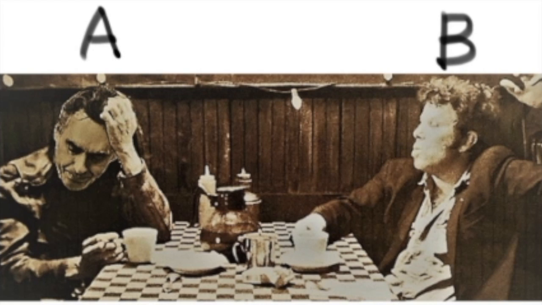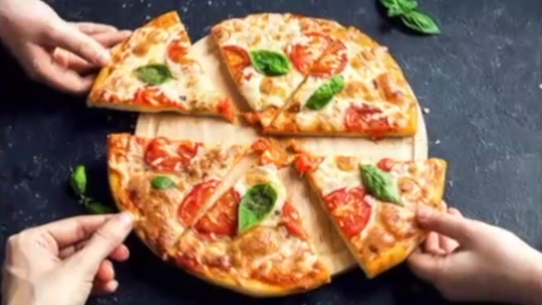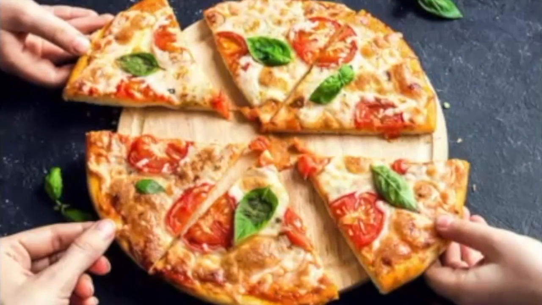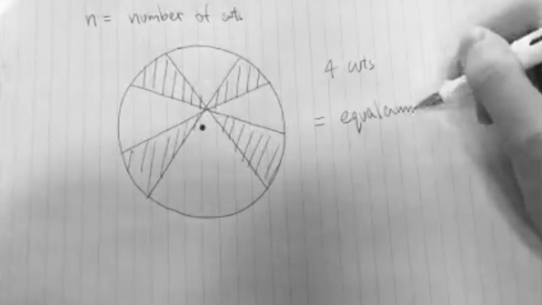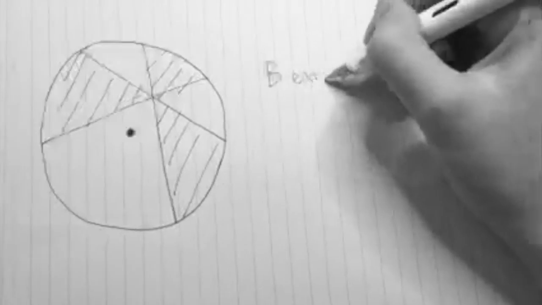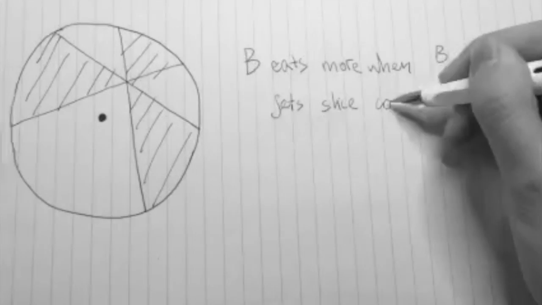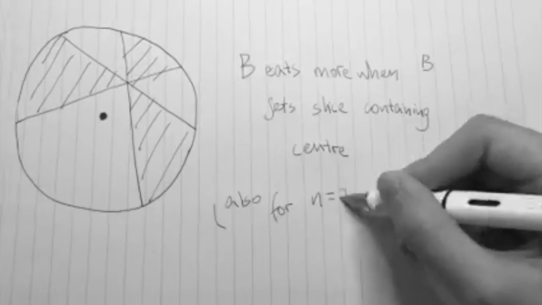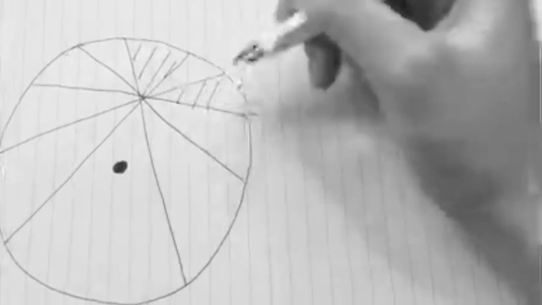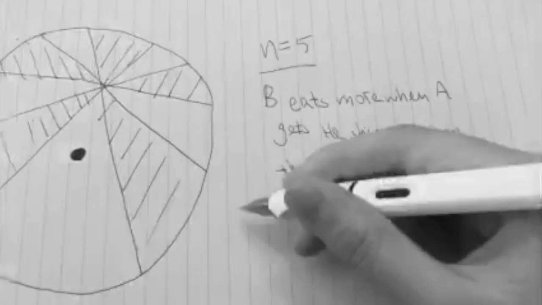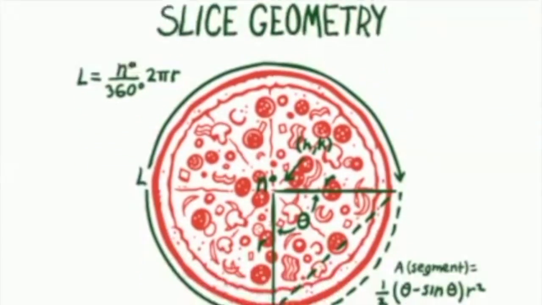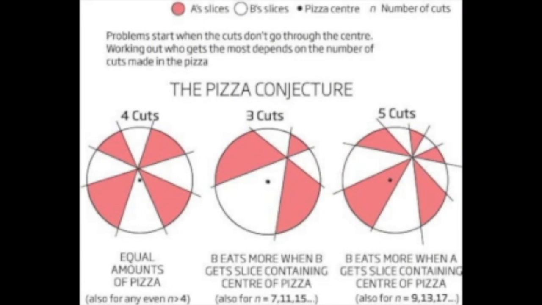Assuming two diners, A and B, take alternate slices, and that the angles between adjacent cuts are all equal. If n is greater than or equal to 4, then A and B get equal amounts of pizza. When n is 3, 7, 11, 15, and so on, B eats more when B gets the slice containing the center of the pizza. When n equals 5, 9, 13, or 17, and so on, B eats more when A gets the slice containing the center of the pizza. These three general rules sum up the pizza conjecture.